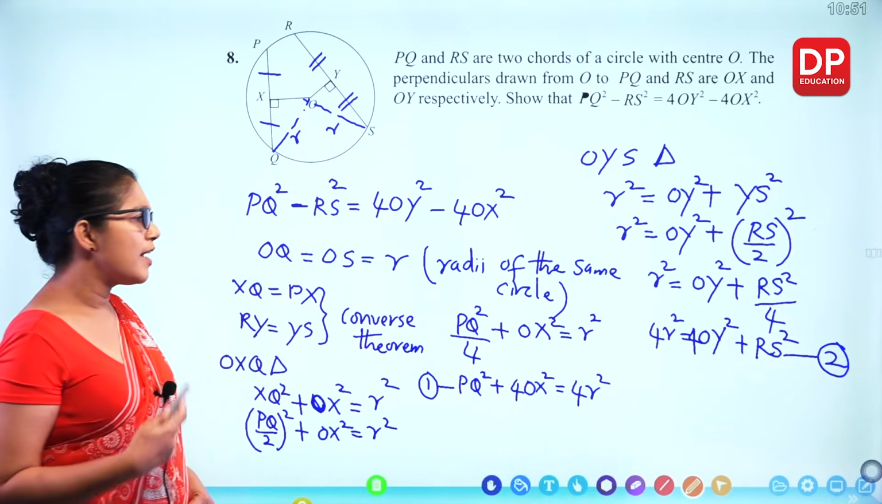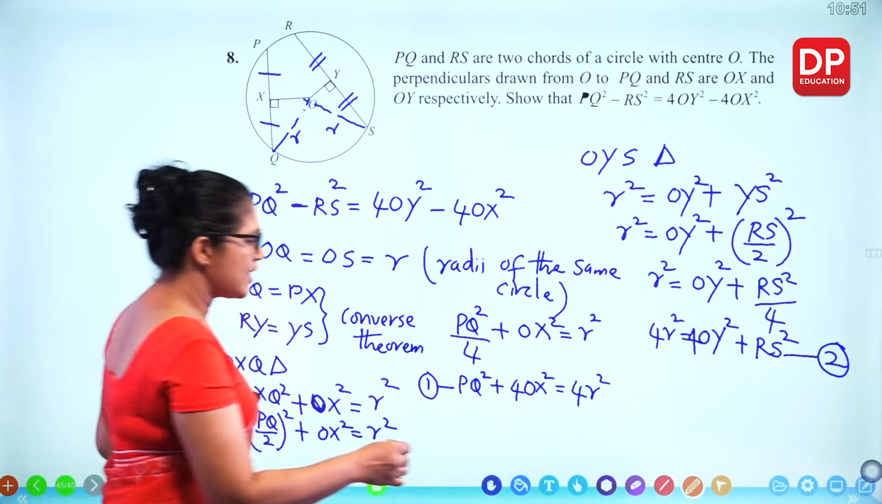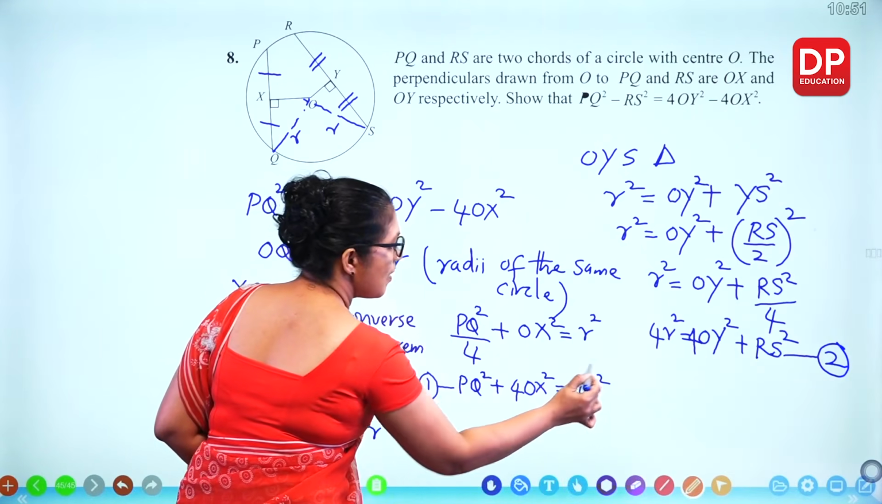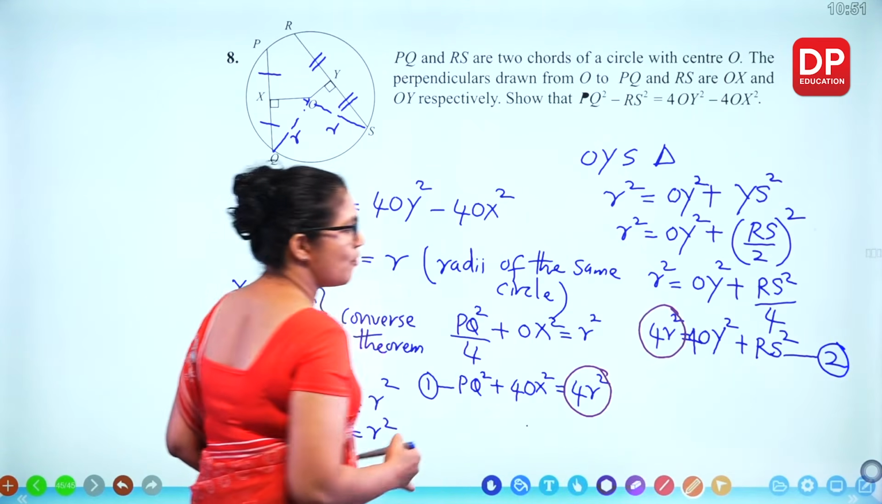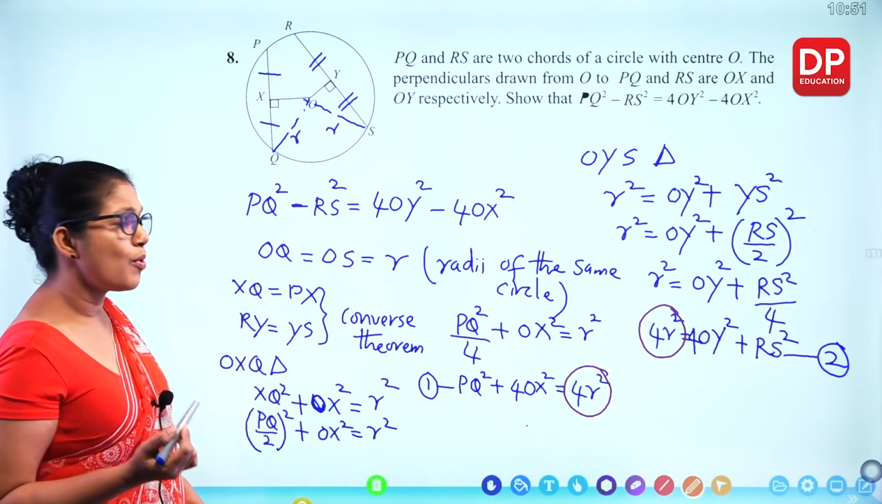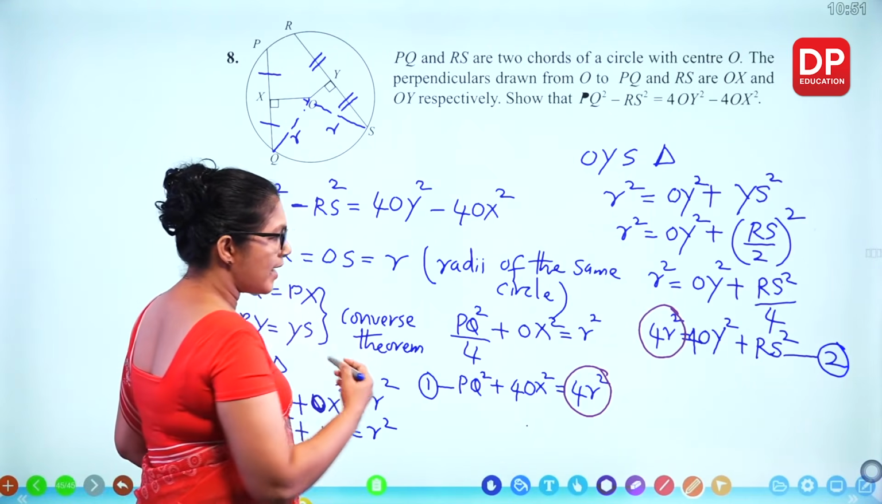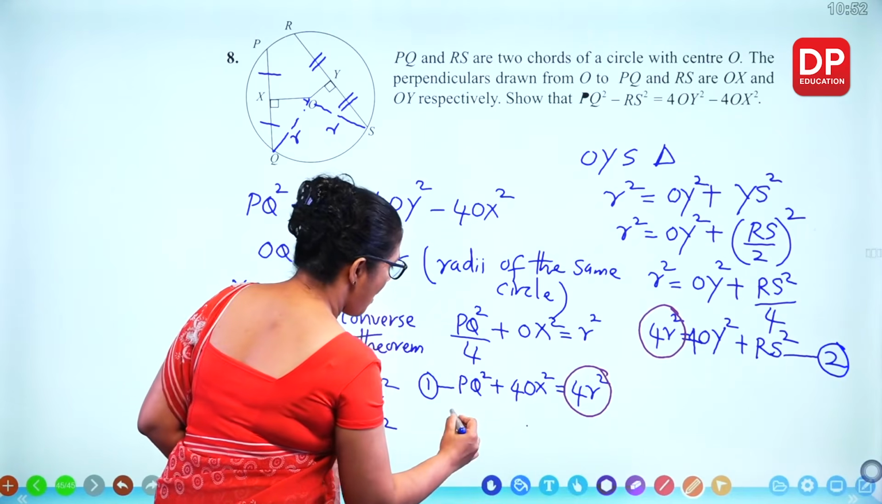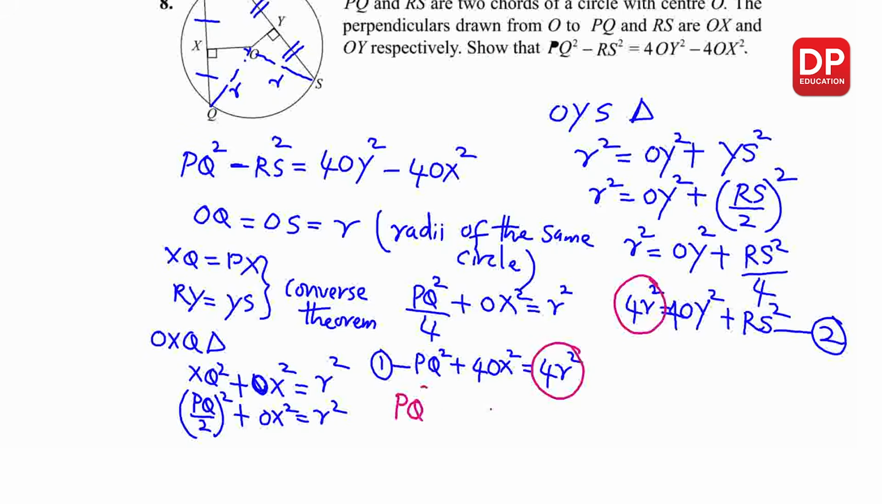Now look at 1 and 2. What do you get? You get 4R squared here, 4R squared here. So these two are equal. So I can equate 1 and 2 and write PQ squared plus 4OX squared is equal to 4OY squared plus RS squared.